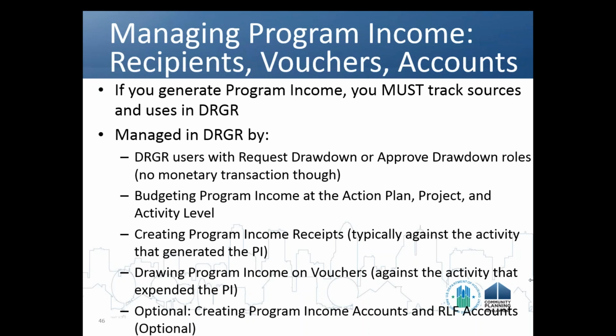Then there's an optional step where you can create program income accounts and RLF, or revolving loan fund, accounts. Those go into much more detail. I'm not going to go into them here for a beginner, but I do want to make sure you know about these program income receipts, vouchering, and accounts. You're required to track in DRGR the sources and uses as a requirement for program income.